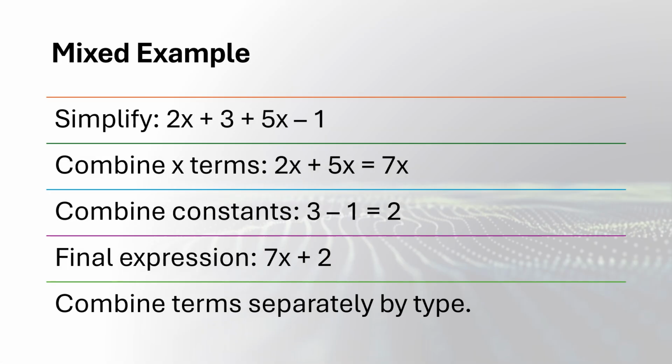Here's a mixed example. 2x plus 3 plus 5x minus 1. Combine the x terms first: 2x plus 5x equals 7x. Then combine the constants: 3 minus 1 equals 2. The simplified expression is 7x plus 2. Always group like terms separately to avoid mistakes.